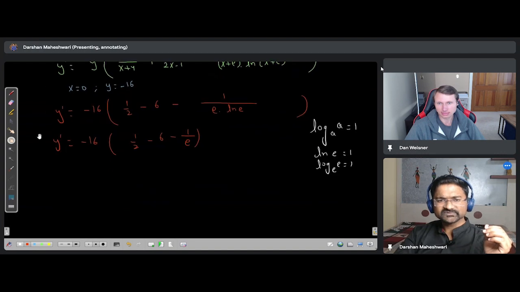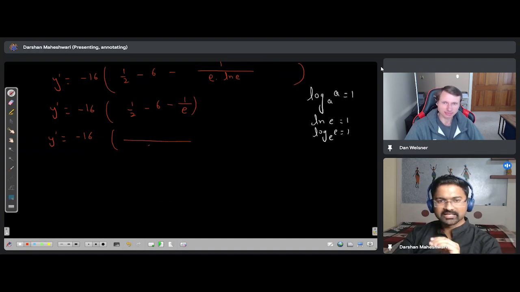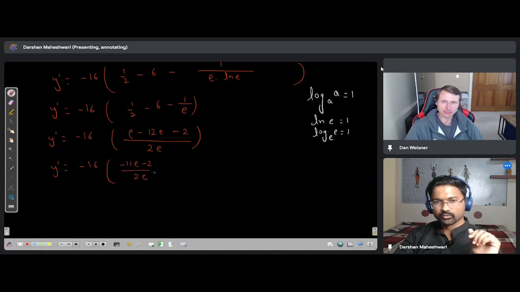Of course, we can simplify this, I think. I'm going to take a common denominator as 2e, if I'm not wrong. So this is going to end up with e, this is going to end up with 12e, right? And this will end up with negative 2. I hope I'm right. e, 12e, and negative 2. So y prime will be equal to negative 16 times e minus 12e is negative 11e minus 2, double negative. But good for us, there's a negative outside. It's going to make everything positive over 2e.